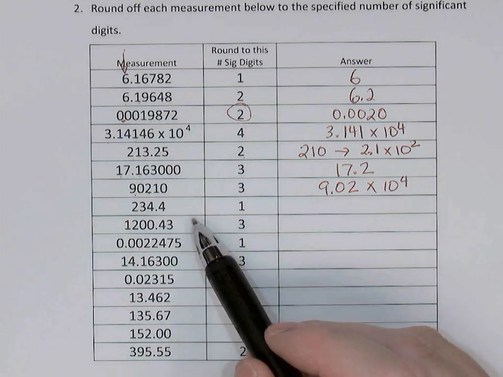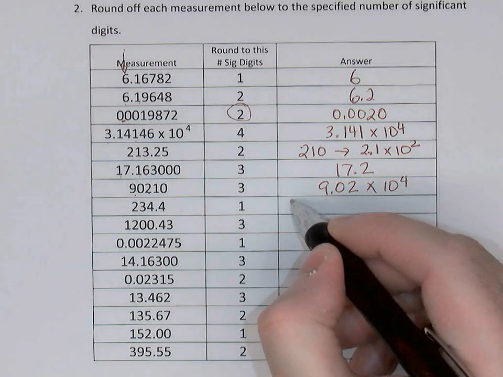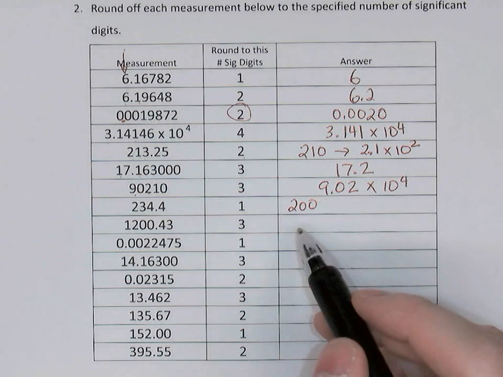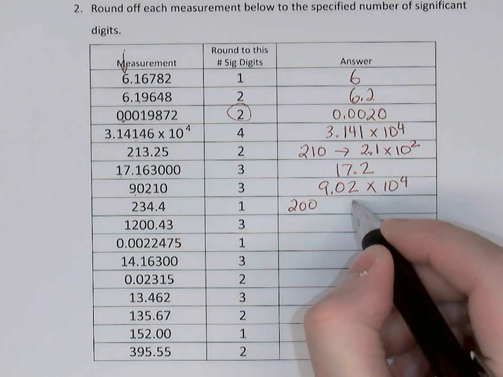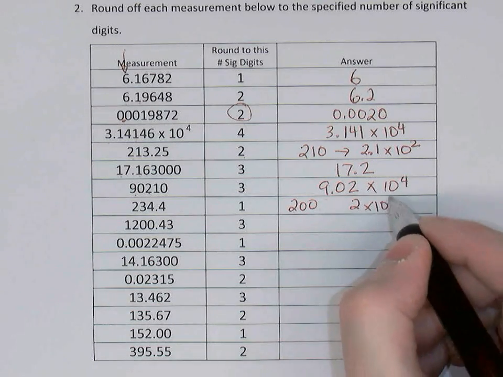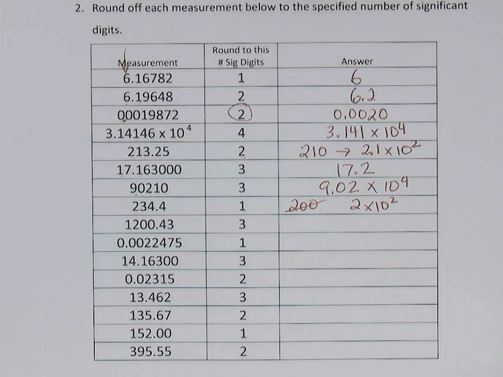With one significant digit, again, we'll have to convert this to scientific notation, right? Because if we write 200, it's not clear whether or not it has 1, 2, or 3 significant digits. But to say 2 times 10 to the 2, it's now clear that it has 1 significant digit.